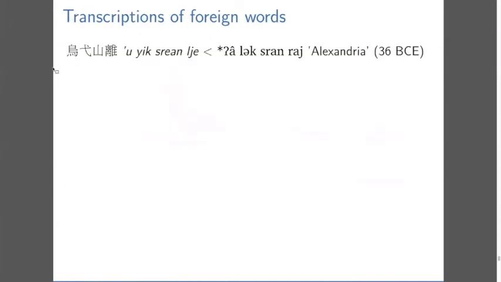And then, I don't know, just a fun case, Alexandria. So if you say this even in Middle Chinese, you get Uyik Srenle. It's not a great transcription of Alexandria. But in Old Chinese, it's Alek Sran Rai. Okay, there are still some details that are confusing to me, like where did the D go? But I think it's pretty good evidence that, for instance, this Ya comes from La and was still La in 36 BC.